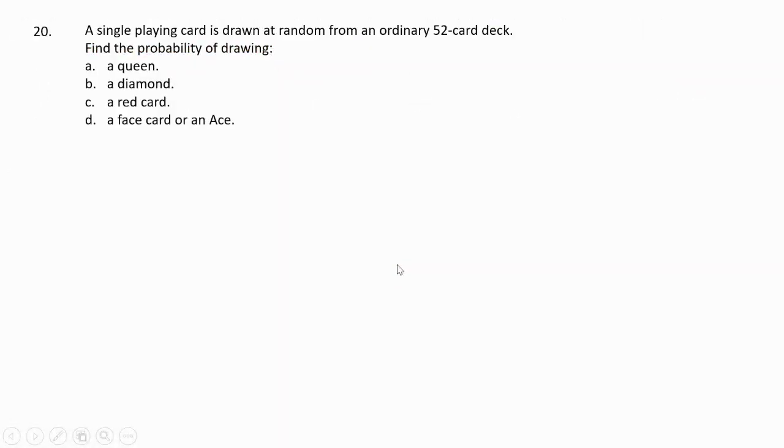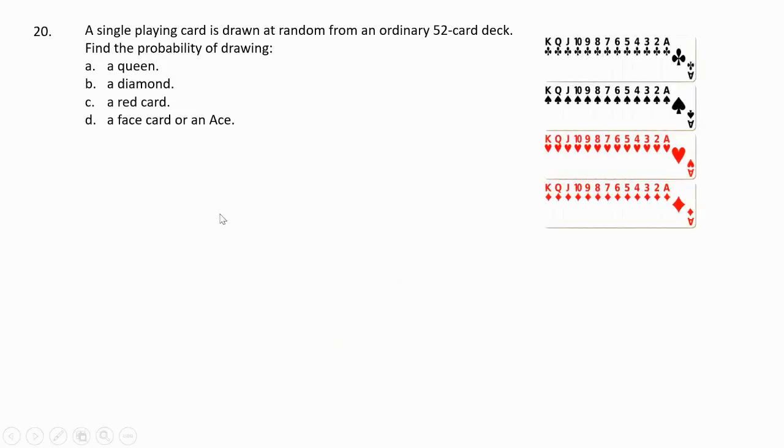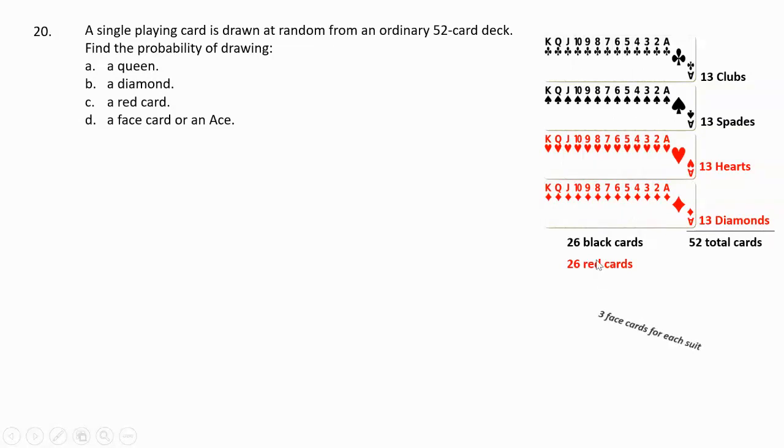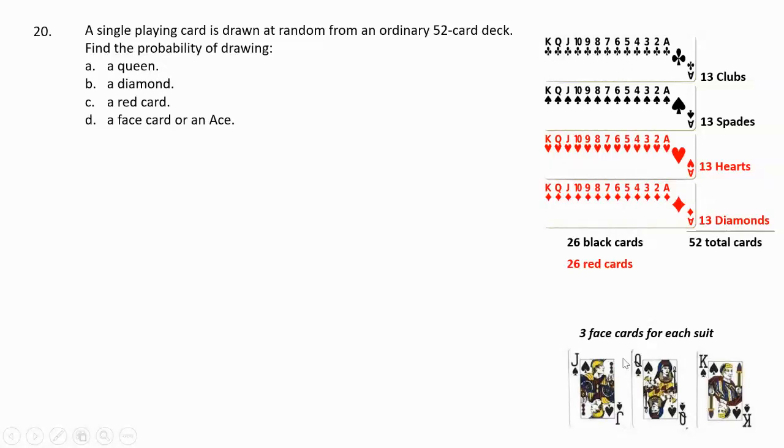Okay. Now comes probabilities. A single playing card is drawn at random from an ordinary 52 card deck. Find the probability of drawing a queen. Here, guys, we know that there are 13 of each suit: 13 clubs, 13 spades, 13 hearts, and 13 diamonds. There are 52 total, but 26 are black and 26 are red. Also there are 3 face cards for each suit. Face cards have a face: jack, queen, and king. So there are 52 cards total.